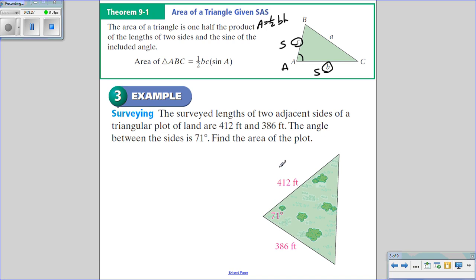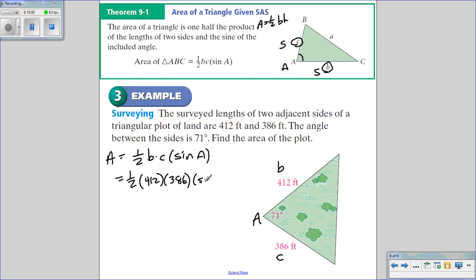Okay, so this is my side B, this is my side C, and this is that angle A in between those sides. So the area of that triangle, we don't have base and height. All we have is a side, an angle, and a side. So it's going to be 1/2 that side B times the side C times sine of the angle A in between it. So we're going to plug in here. That'd be 1/2 times 412 times 386, and then times sine of the angle 71. And I can go ahead and just calculate that out.